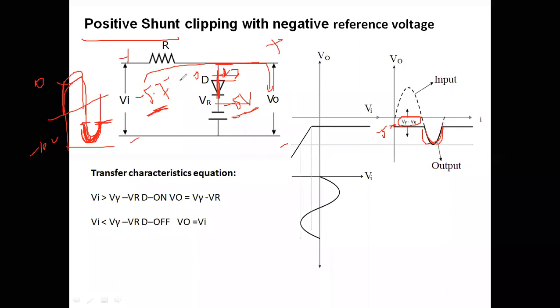When it goes to greater than 5.7, again the diode gets on. When the diode is on, it is short circuited. This 5 volts will be maintained constant. Therefore, the entire positive pulse is clipped and a part of the negative pulse is also clipped. Therefore, this is the difference.